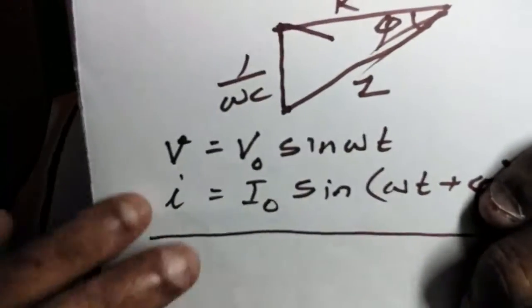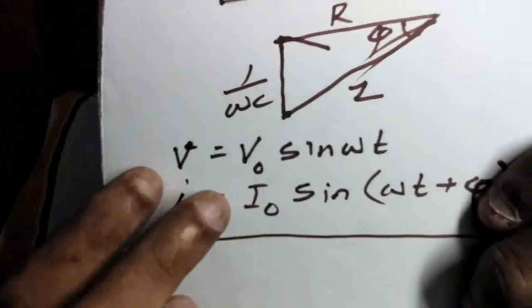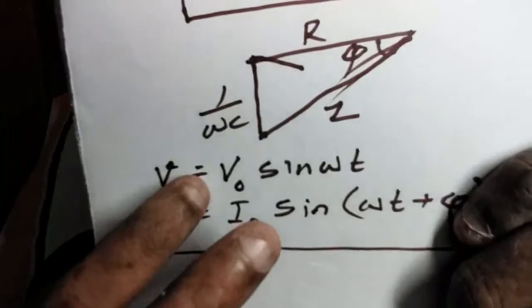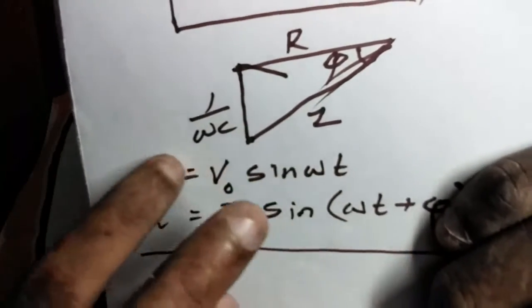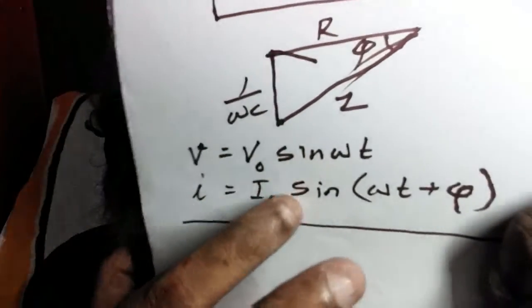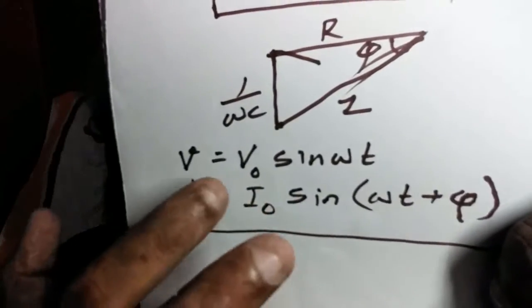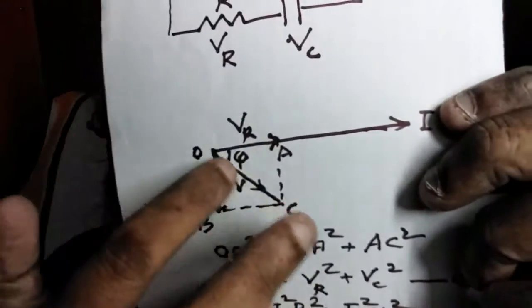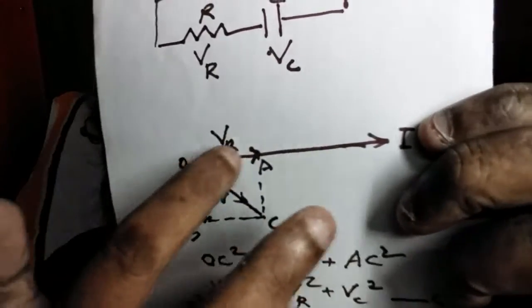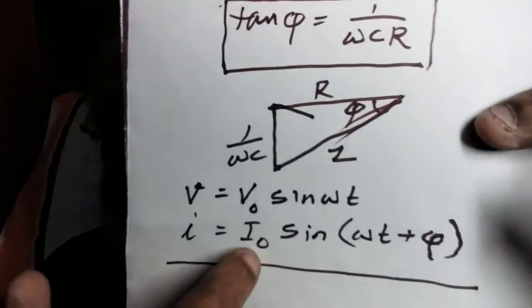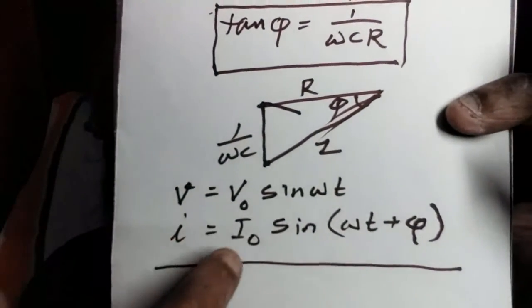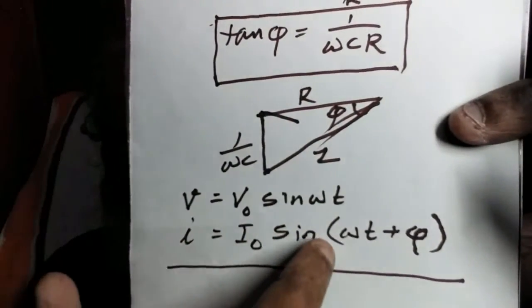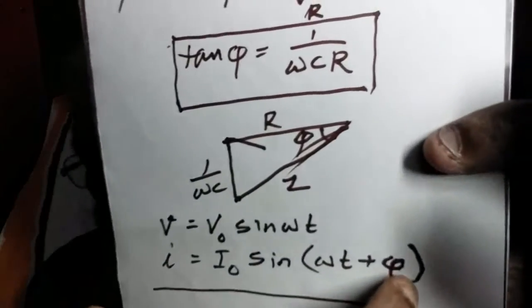Now the instantaneous values of the equation. V equals V0 sin omega t. If this is the given applied voltage, then the net current, here current is leading or voltage is lagging, that means current is leading the voltage by phi. So the current equation must be I equals I0 sin(omega t plus phi).